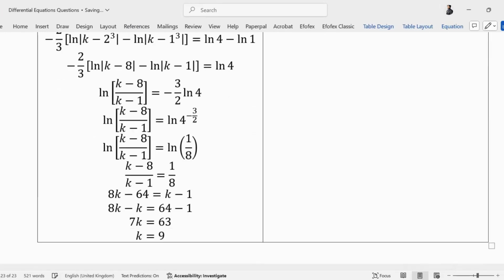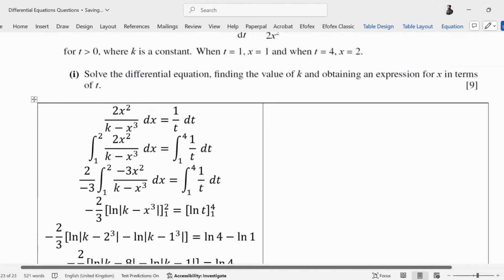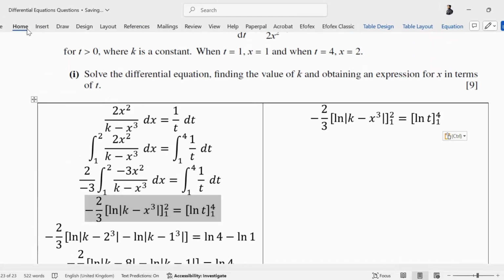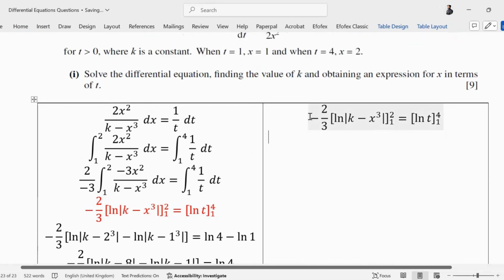So once I've got the value of k, I can proceed from there. I've already integrated it, but now I'll be using the variable limits. I'll be starting from this step. I'll just change the color of this to help you understand, because this is the part where I had integrated, and I'll be starting from here. I'll say now the value of k is 9.